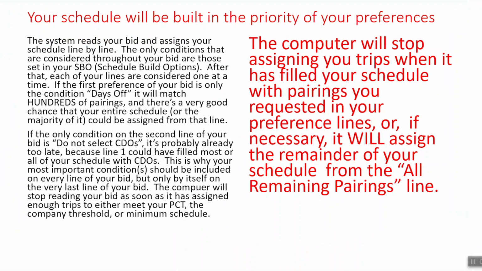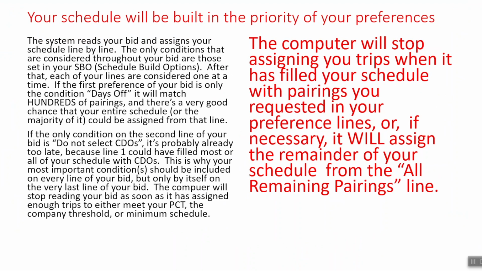One of the biggest mistakes people make is putting on line 1 just a condition for their days off. And then, for example, maybe on line 2 they put no stand-ups. Well, line 1 matched every stand-up that didn't touch their days off. They could be awarded an entire month of stand-ups from line 1, and the system never even reads line 2 to see, oh, he or she didn't want stand-ups. So that's why it's important. Conditions that are important to you should be part of every line.